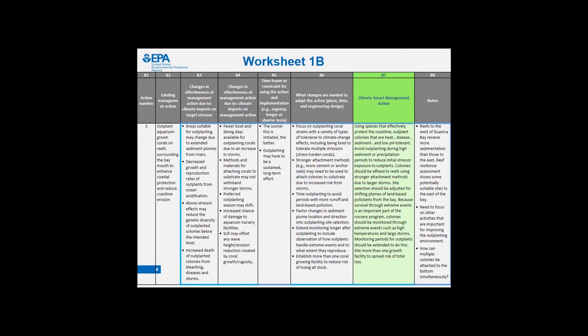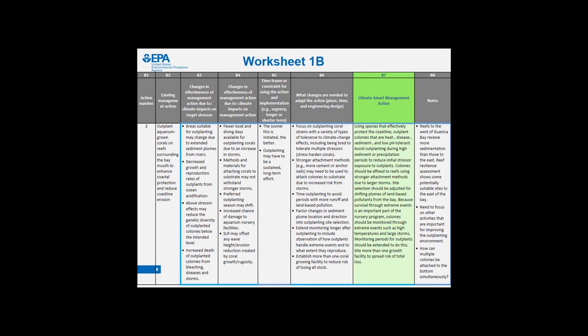Stress hardening the corals is a related idea, where the corals are exposed to high temperatures or a long duration of high temperature in the laboratory or in the grow out facility prior to their introduction into the wild, so that they're tough when they are placed into the wild. Identifying or developing stronger attachment methods, for example, using more cement or glue or more mechanical fasteners like nails may need to be used to increase the likelihood that these outplanted colonies will survive a storm.